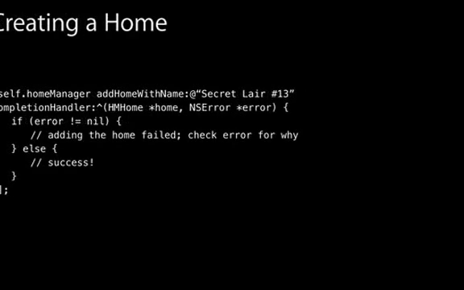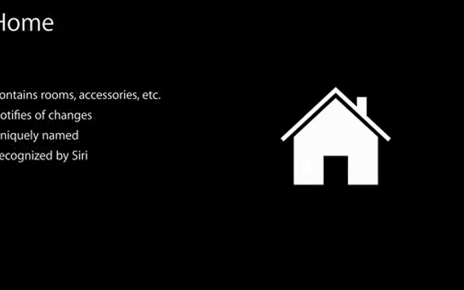Now, if there aren't any homes, then you'll need to create a home for the user. So you add a home with name, and that completes with the completion handler. It would only fail likely if the home had the same name as another home, because homes need to be uniquely named. So homes contain all of the data for a home. So you have your rooms, you have your accessories, and so on. It notifies you of changes to that home. And the names of homes are recognized by Siri so that users can refer to them when they are giving commands.